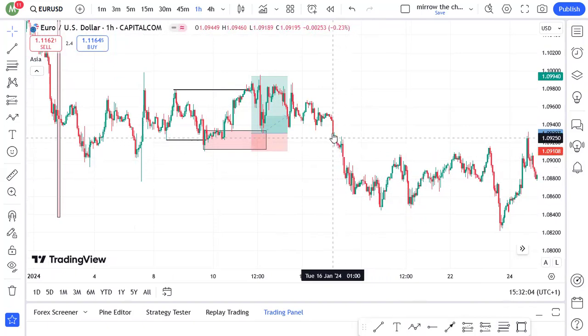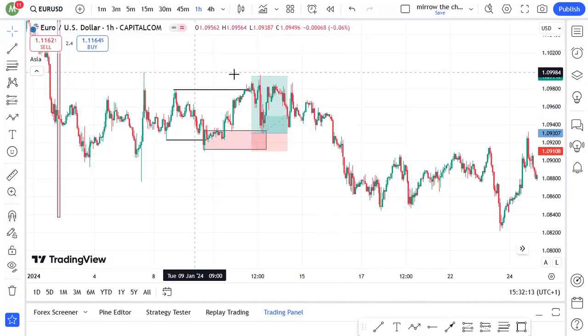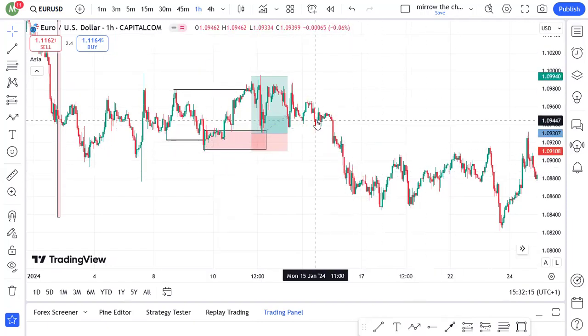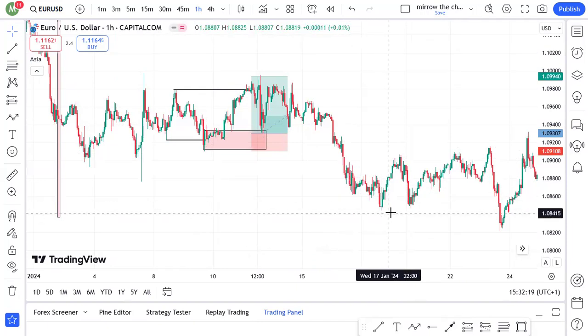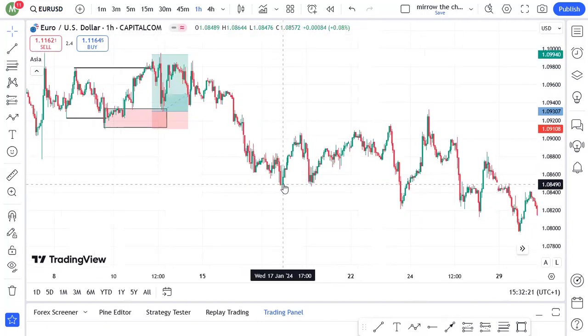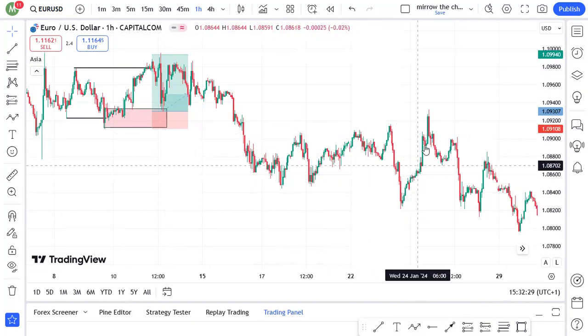Okay, look at where Tuesday opened. This is Monday. Tuesday opened and took out this Monday low, but there was no break of structure. As it took out this low, it continued falling down. Nothing happened. Wednesday, nothing happened. There was nothing.